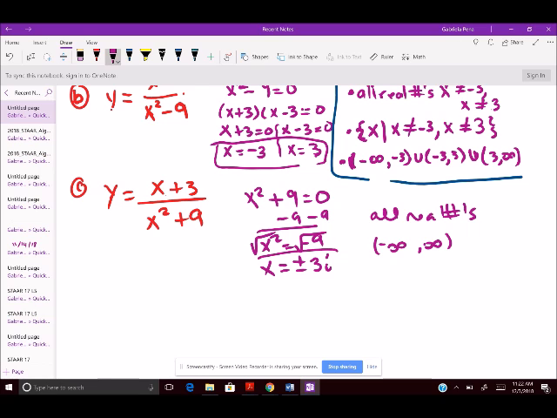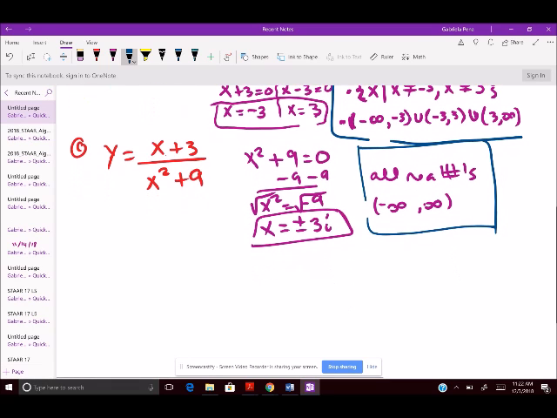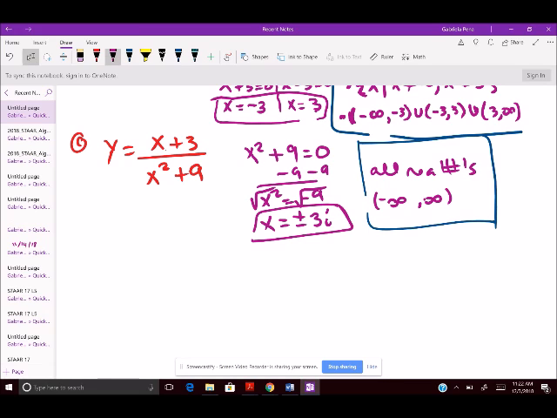Remember, the answers you get here are the exceptions, but there's not an exception. So this is why my answer would be all real numbers or -infinity to infinity. So question number 1 comes from this section. Are we good? The next section, we're going to talk about vertical asymptotes.